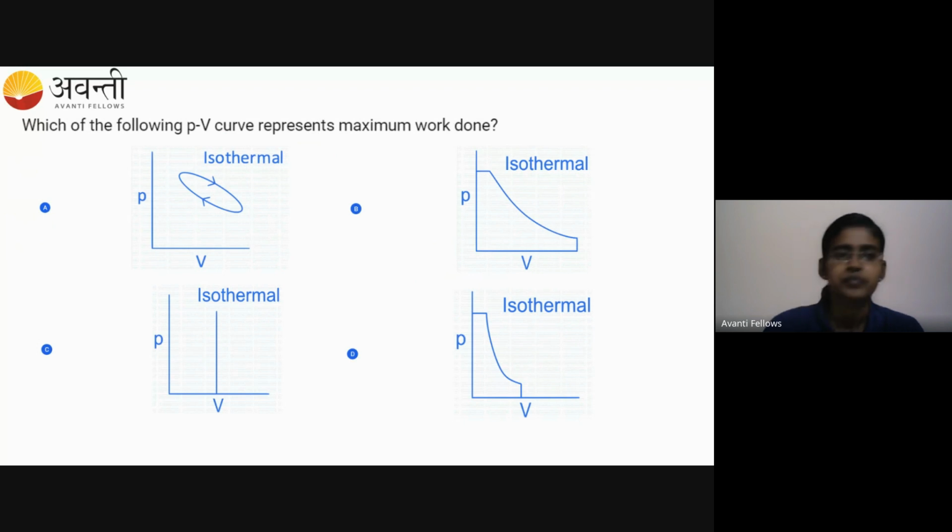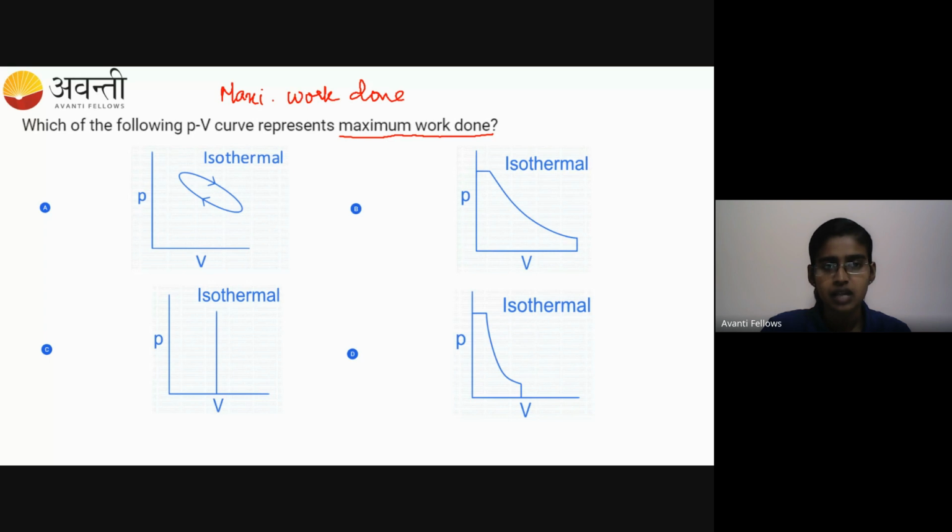Okay. Now coming to the next question, which of the following PV curve represents the maximum work done? How to find out the maximum work done from the graph? We have seen this yesterday. The maximum work done can be calculated using the area under the PV curve.